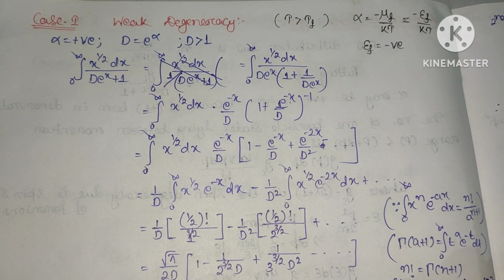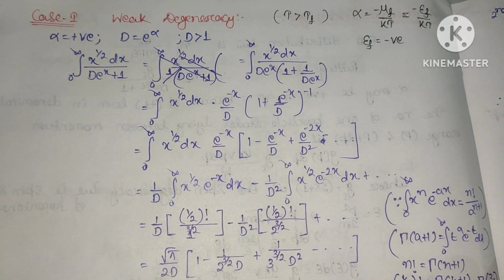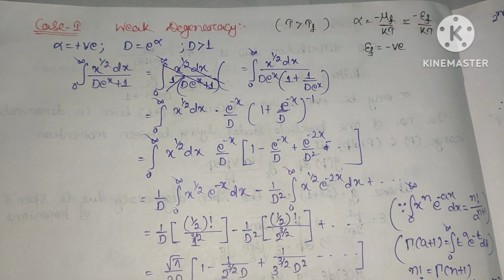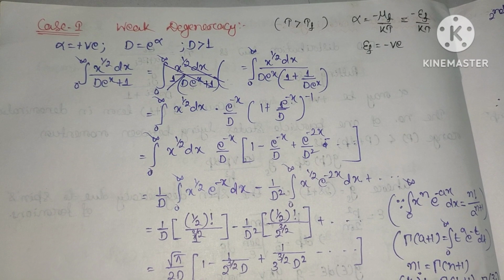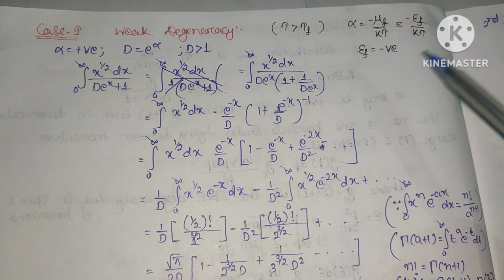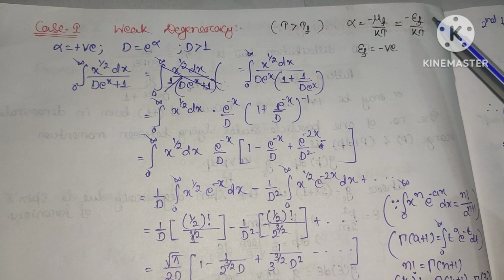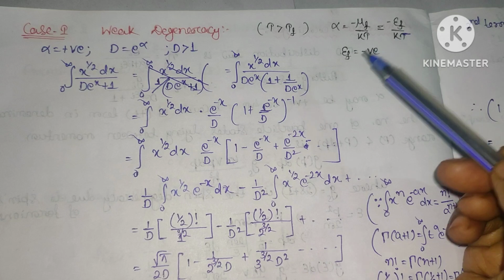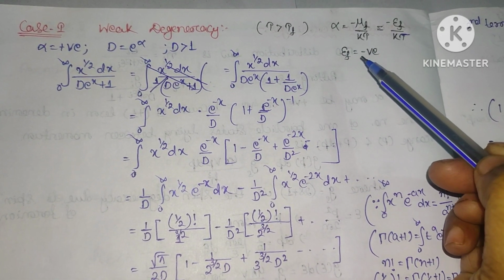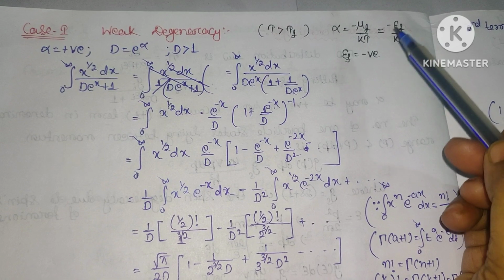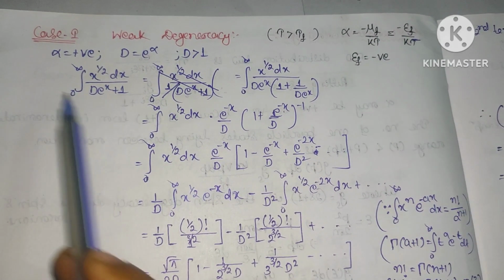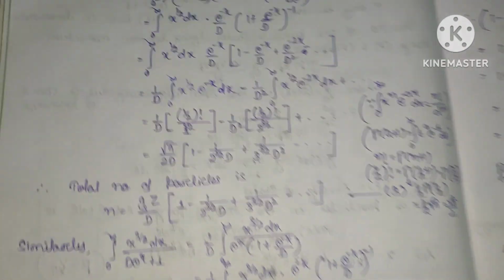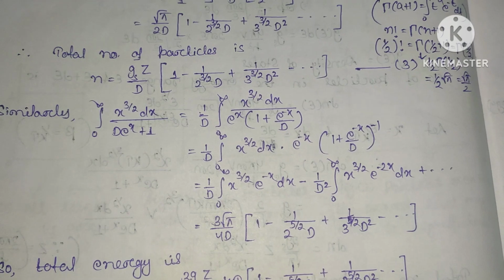In the last classes we have already discussed the degenerate Fermi gas, and from that we have studied there are two cases: one is weak degeneracy and another one is strong degeneracy. In the weak degeneracy case we have considered this alpha, which is equal to minus EF by KT. Since EF is negative here, by putting this value here, this negative becomes positive, so that alpha becomes positive, and after that we have calculated the total number of particles in the system and also the energy of the system.